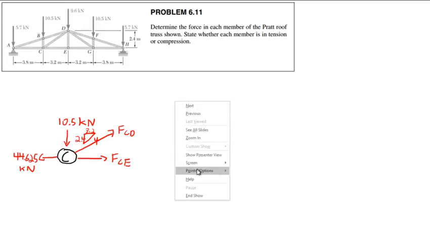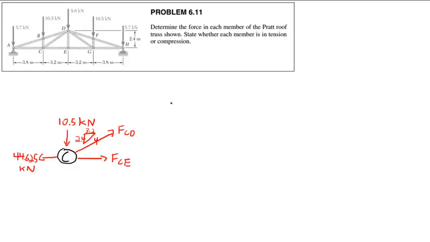All right, now let's work through this. Yes? Did we make FACB tension? It is drawn as tension. I have it drawn as tension. This is tension.